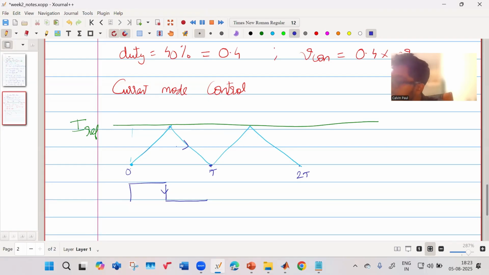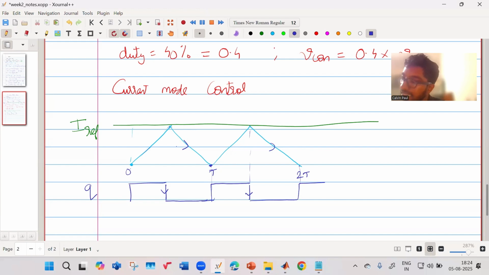Once it reaches T, again this gate signal will go high. It will be high until the current reaches the peak. And then once it reaches the peak, the gate signal will fall, and then the current also will fall, and it will proceed further like this. So this is the gate signal Q which is generated.